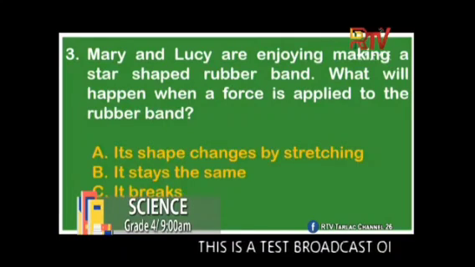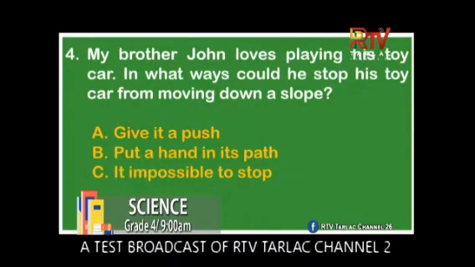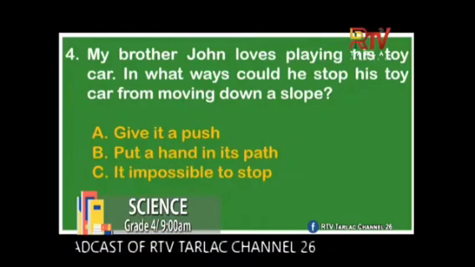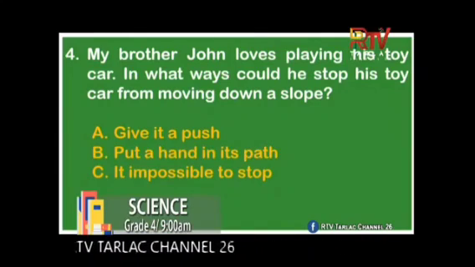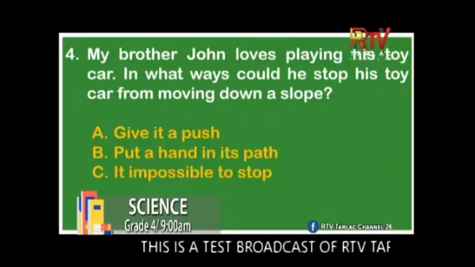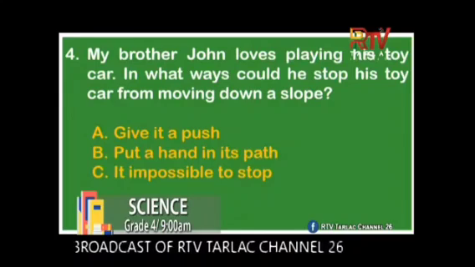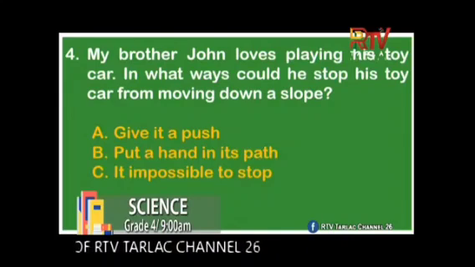Number 4. My brother John loves playing with his toy car. In what ways could he stop his toy car from moving down a slope? A. Give it a push. B. Put a hand in its spot. C. It is impossible to stop. I repeat, in what ways could he stop his toy car from moving down a slope? A. Give it a push. B. Put a hand in its spot. C. It is impossible to stop.